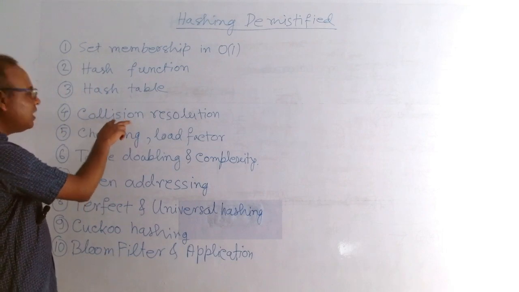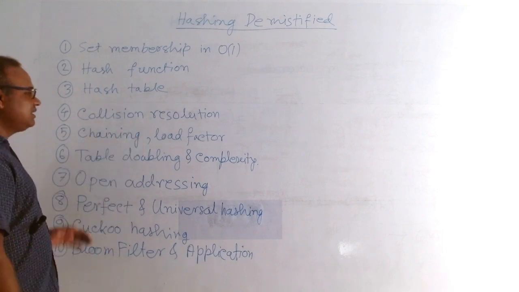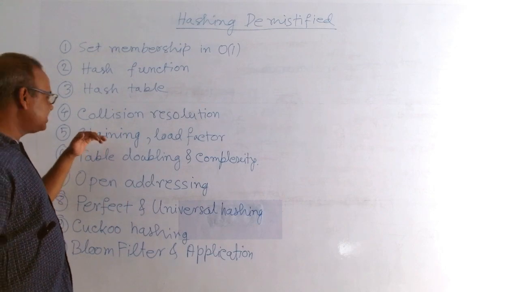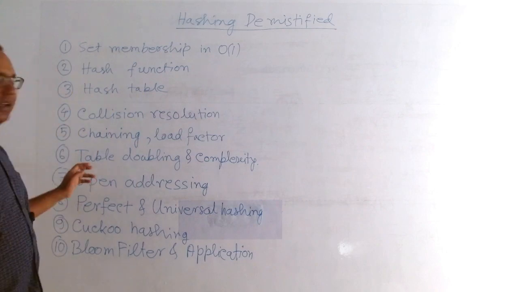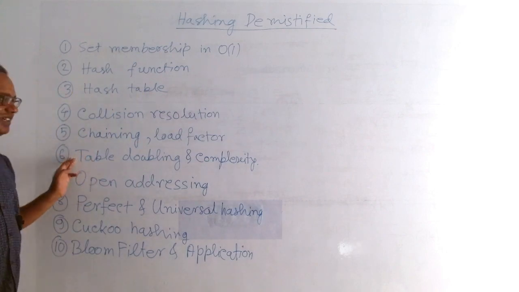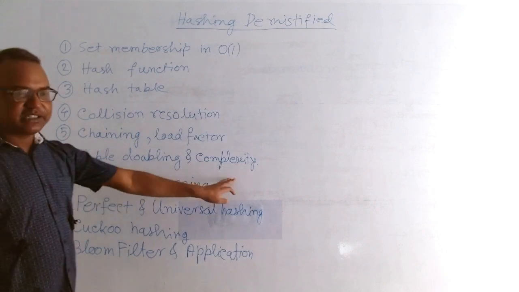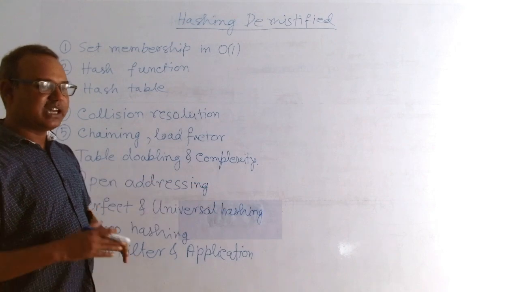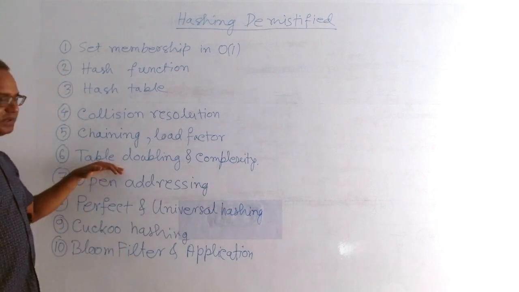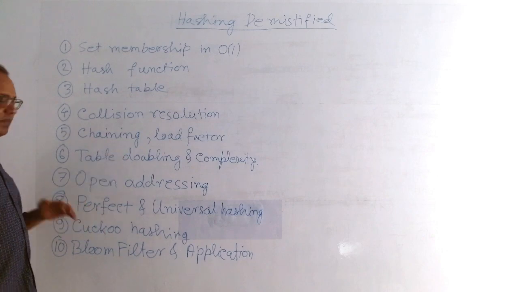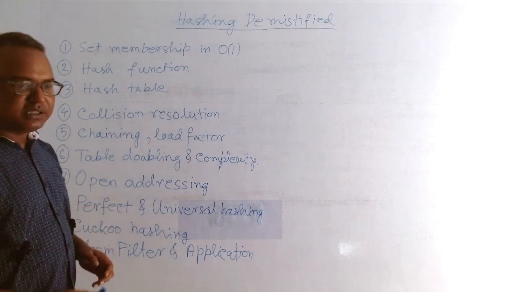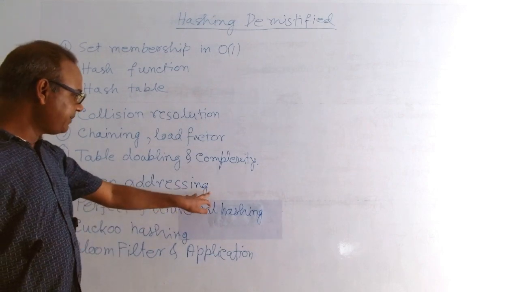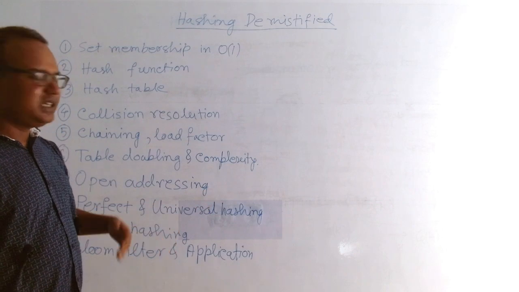Then we will go for collision resolution, chaining, which is a collision resolution technique, and we will see the load factor in chaining. Then we will see a very interesting concept of table doubling and its complexity. If we use a dynamic table, this concept is very similar to a dynamic array. We will learn how to implement that in practical life. And we have the open addressing technique, which is quite old but still in use.